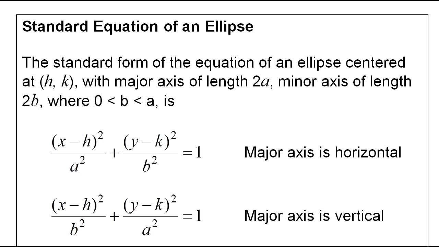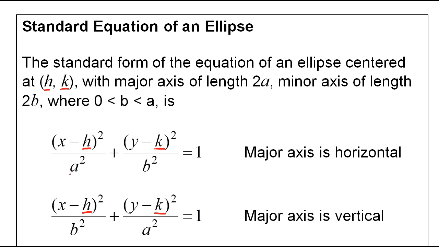Okay, here's the standard equation of an ellipse. If the center is HK, here's our HK, we are going to have the H with the X and the K with the Y. Now remember that if it's in the parentheses, we're picking out the center, we're going to be looking at the opposite of what we see in here.